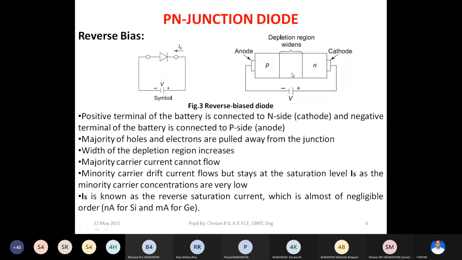Hence, the width of the depletion region will increase on both sides.